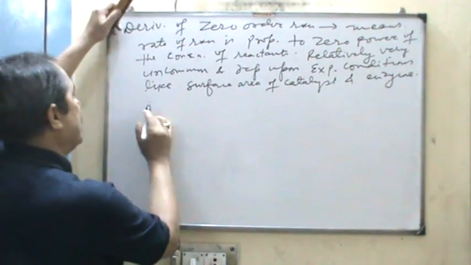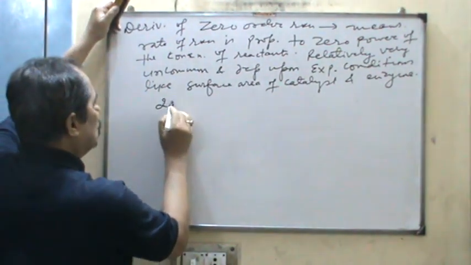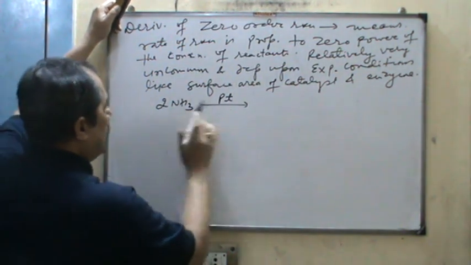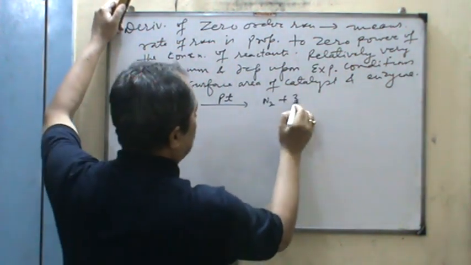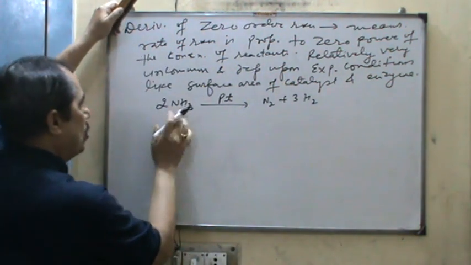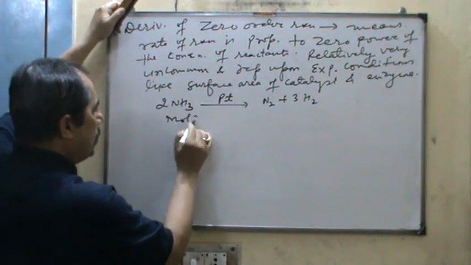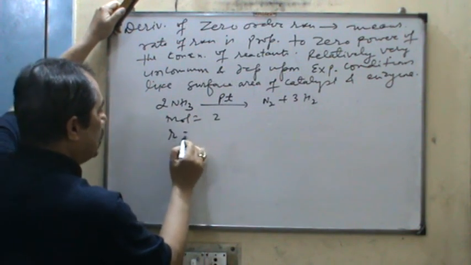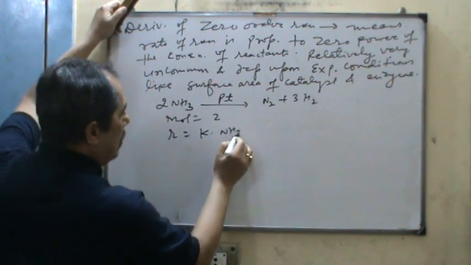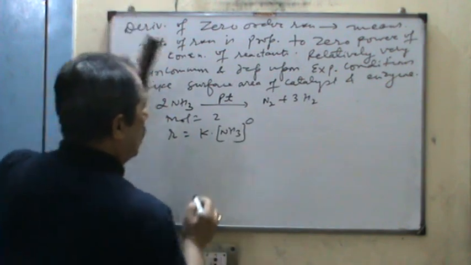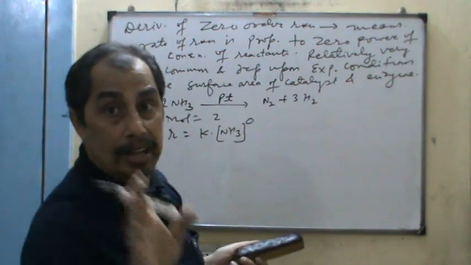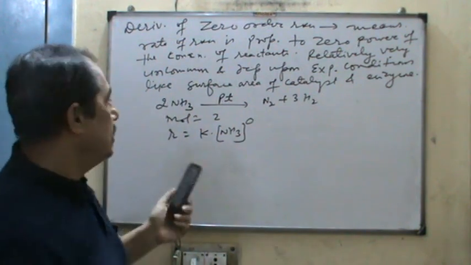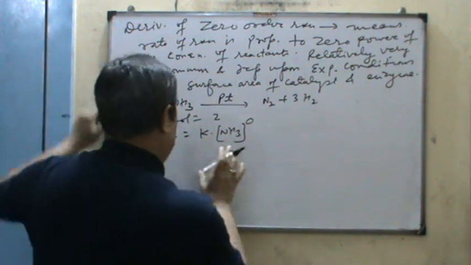Very typical examples given in your book: decomposition of ammonia in presence of platinum surface. So N2 plus 3H2, but molecularity is 2, no doubt, because 2 molecules are involved. But actually rate equal to K into ammonia to the power 0, because it is zero order reaction. It doesn't depend upon the concentration of the ammonia. So it is called zero order reaction.